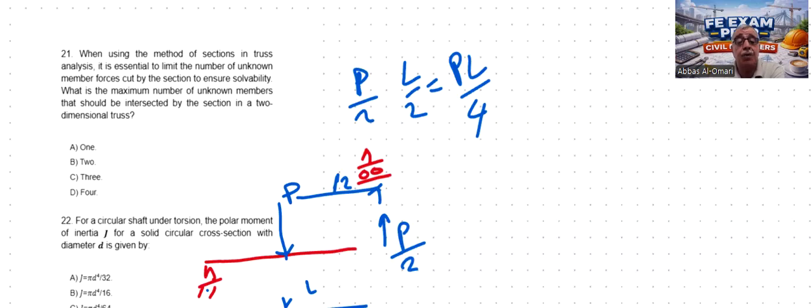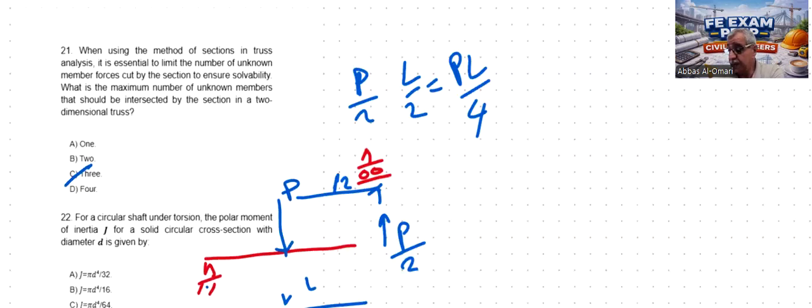So the number of unknowns should not exceed 3. We can have a maximum of 3 unknown forces in the members. We cannot have 4. So the answer is 3, C. Next question.